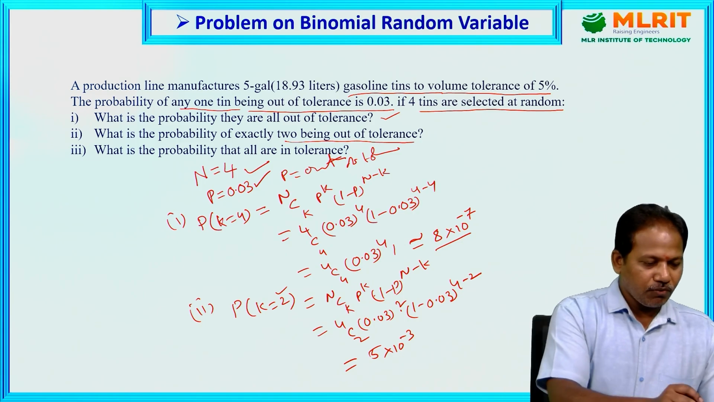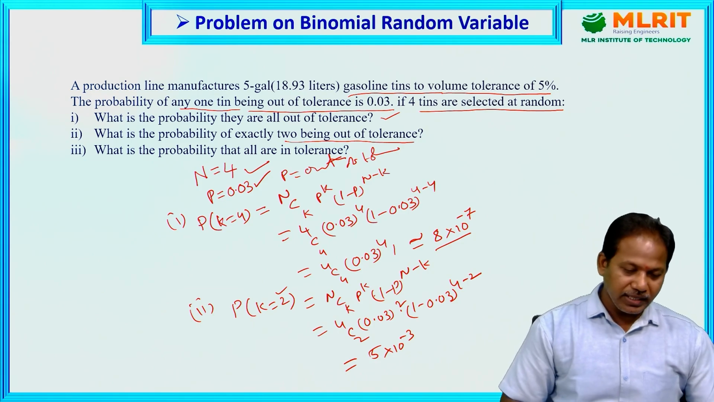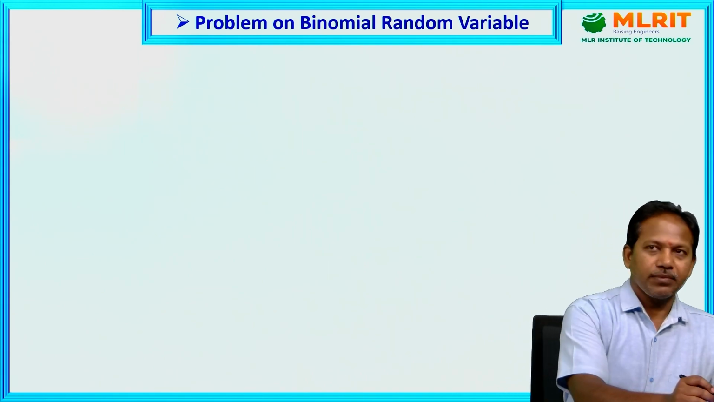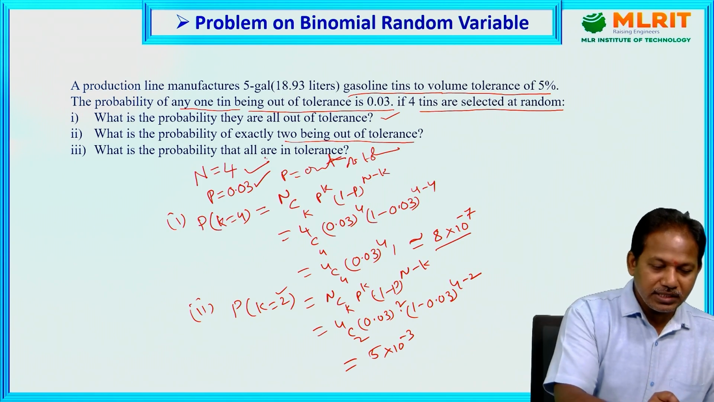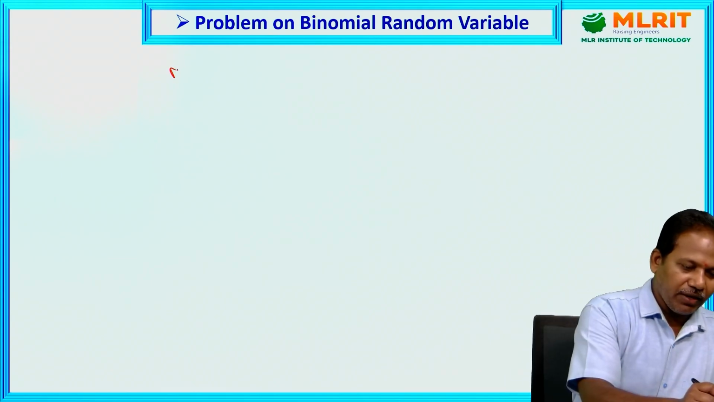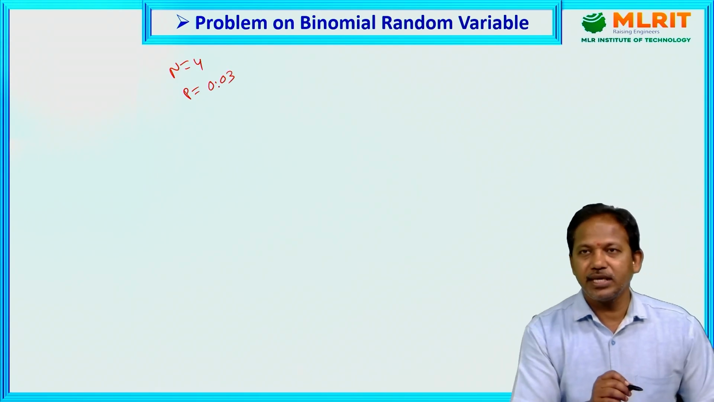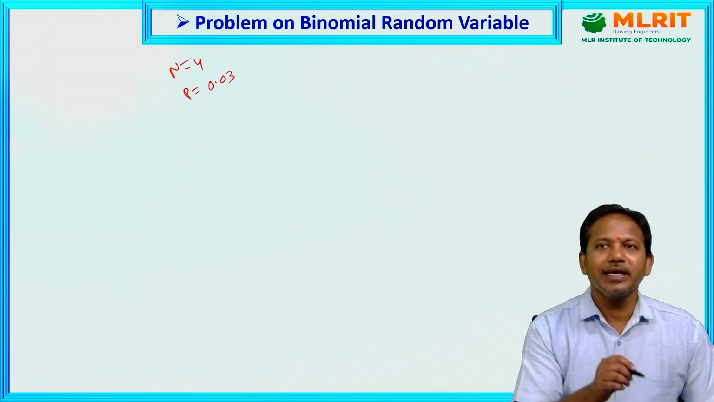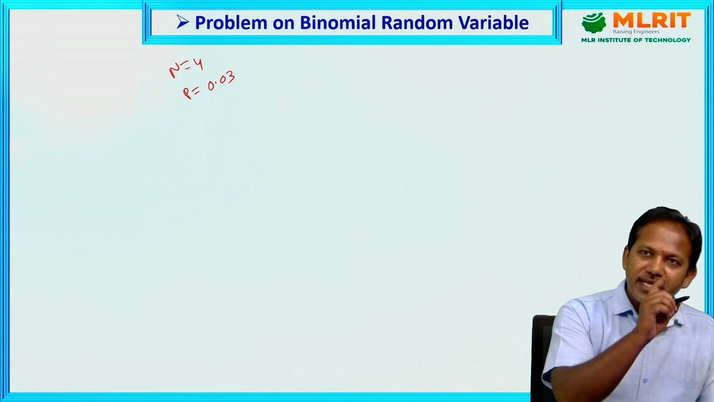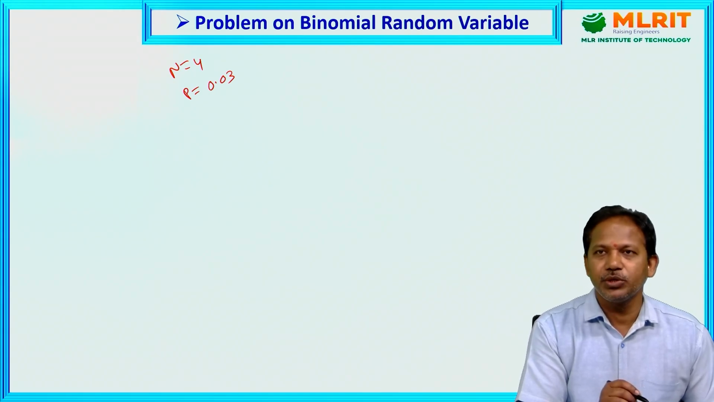Next one, what is the probability that all cans are within tolerance? Sorry, all cans are in tolerance, 4 cans in tolerance only. So here we know N equal to 4, P equal to 0.03. Now he is asking you to find the probability that all cans are in tolerance. So the probability of event A is that cans are out of tolerance, given as 0.03.